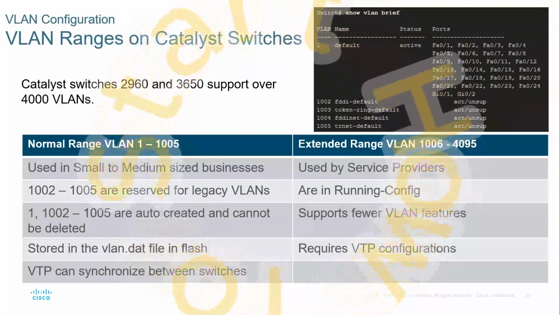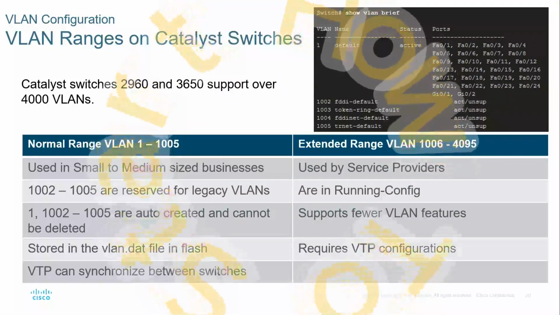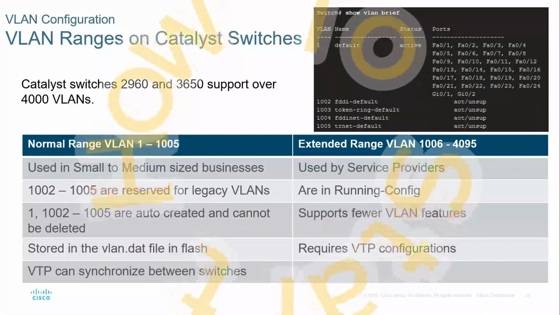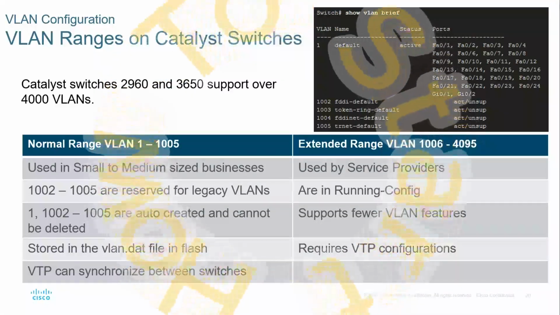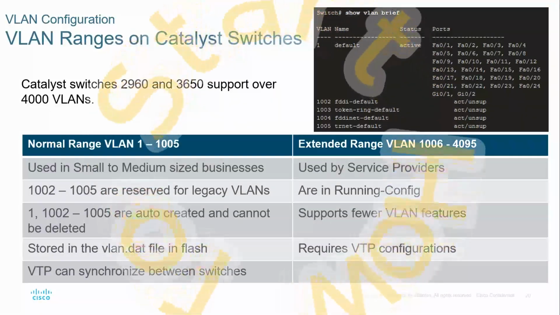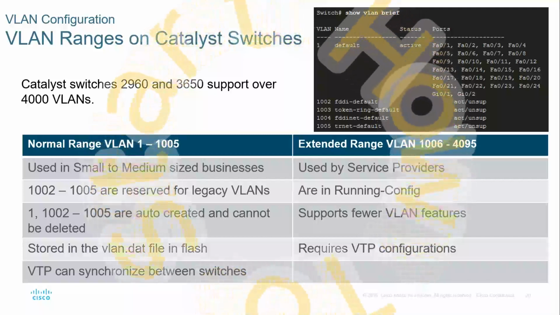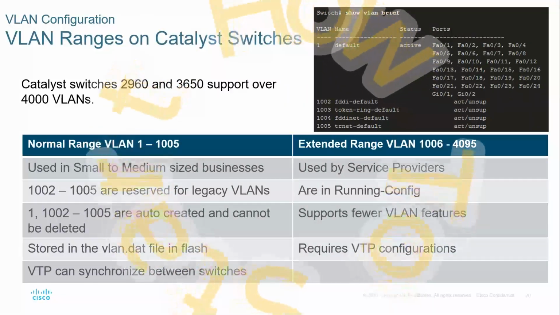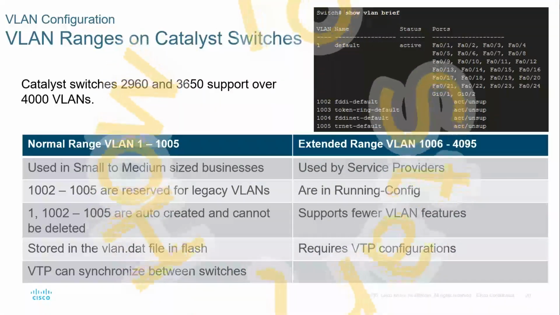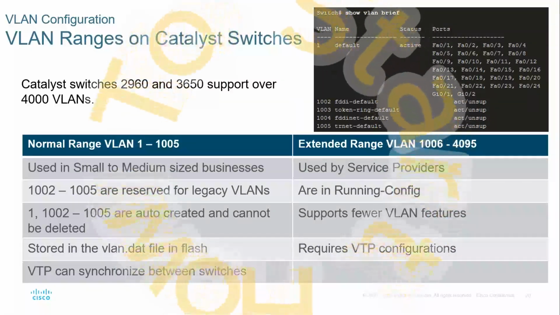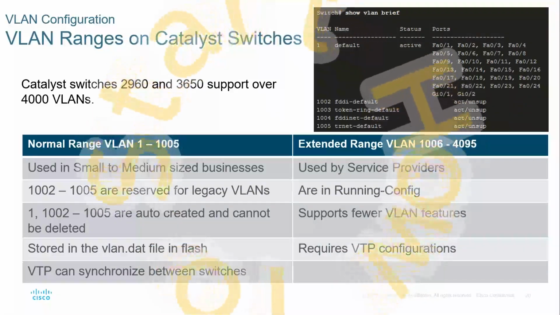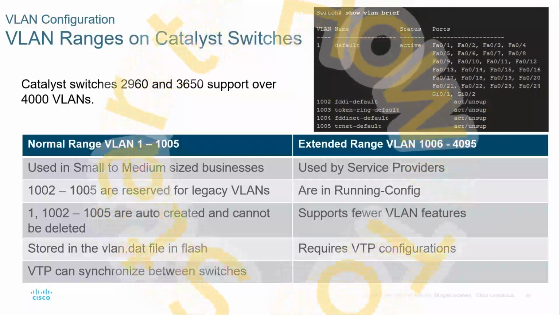VLAN data is actually stored in a VLAN.dat file on the switch's memory. So in Flash, if you want to delete all of the VLAN data, you could delete the VLAN.dat and that would delete all the VLAN information. So we also have the ability to share VLAN information between switches. That is what VTP does. VTP allows for a server to actually push its configuration to multiple switches.